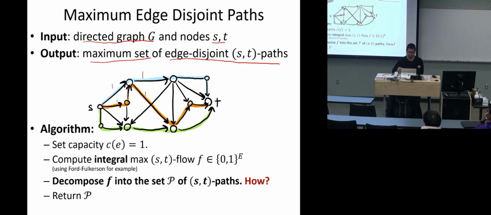max flow. And let's say I solve integral max flow. So that is, here now I will get a flow such that every edge has value only 0 or 1. And now I claim that, okay, I get some flow, and from this flow I can decompose it into a set of edge disjoint paths. Okay. And we're going to see how. But once you decompose the flow into a set of paths, just return that set of paths and we're done.